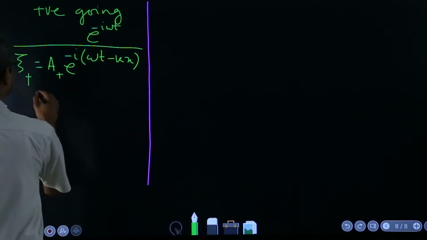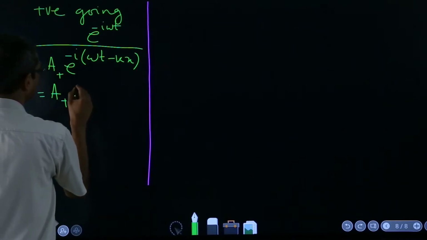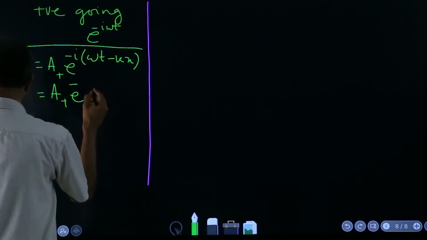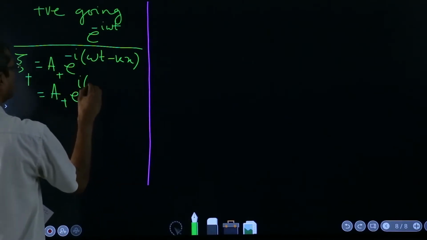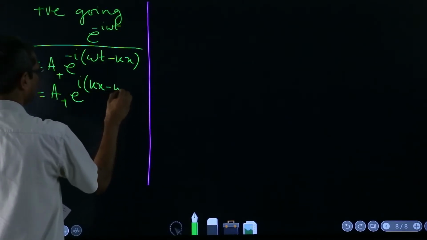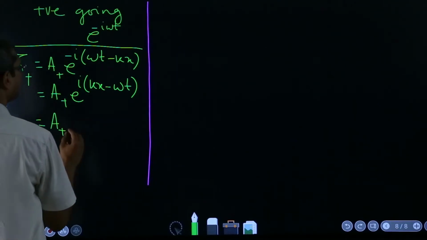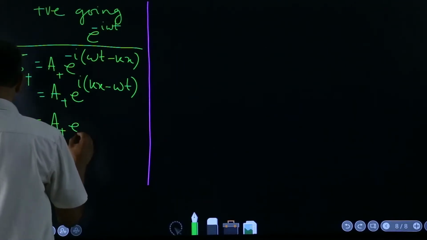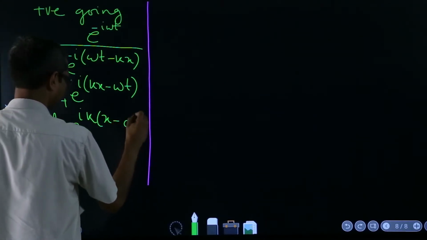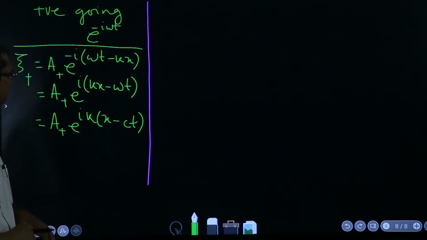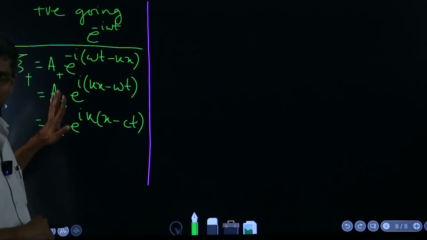Okay, so this you will see somewhere the same thing as, say, e raised to i kx minus omega t. Then you will also see e raised to i k x minus ct. So like that. So all these things are exactly the same.